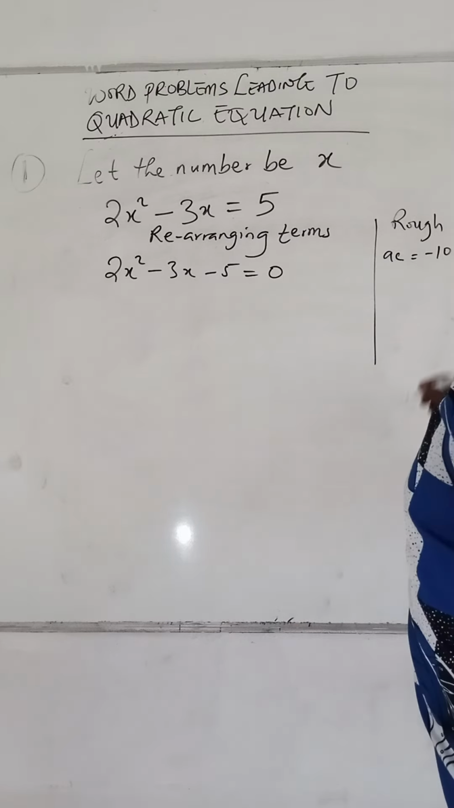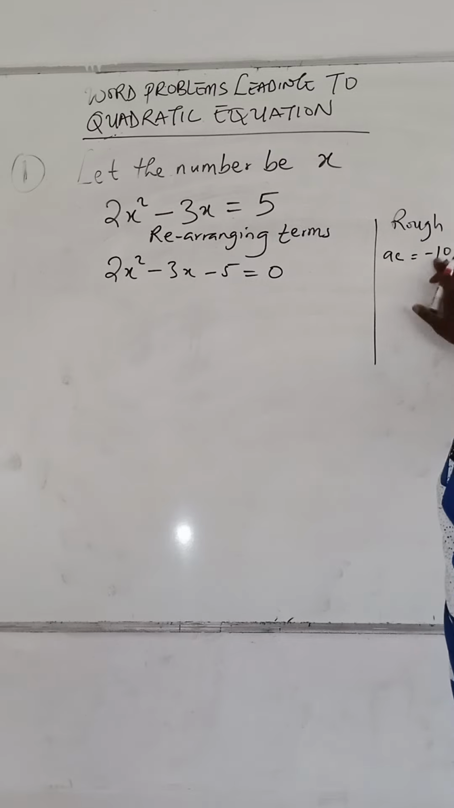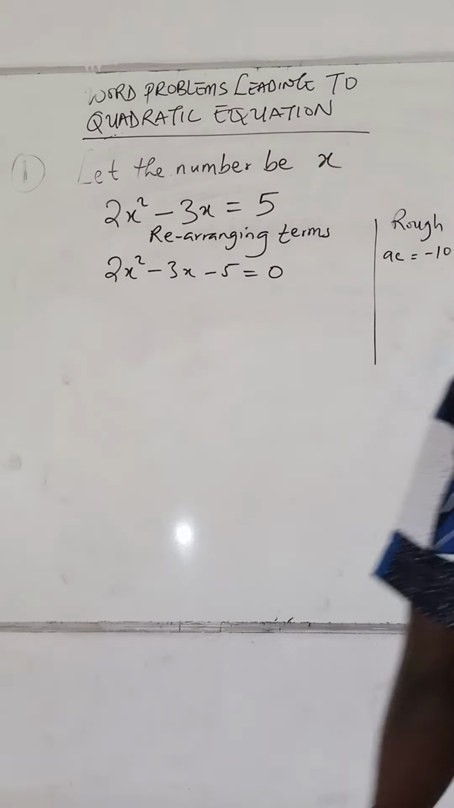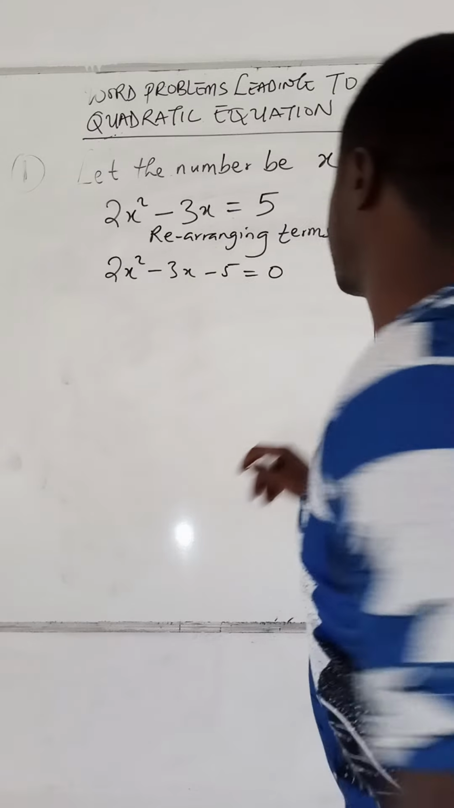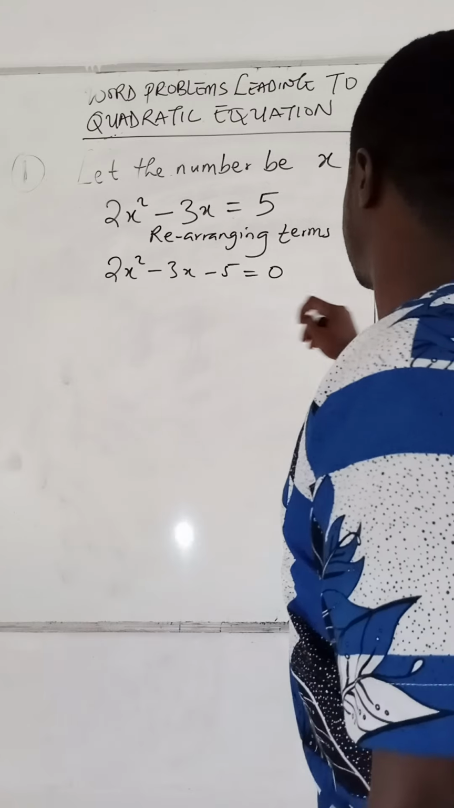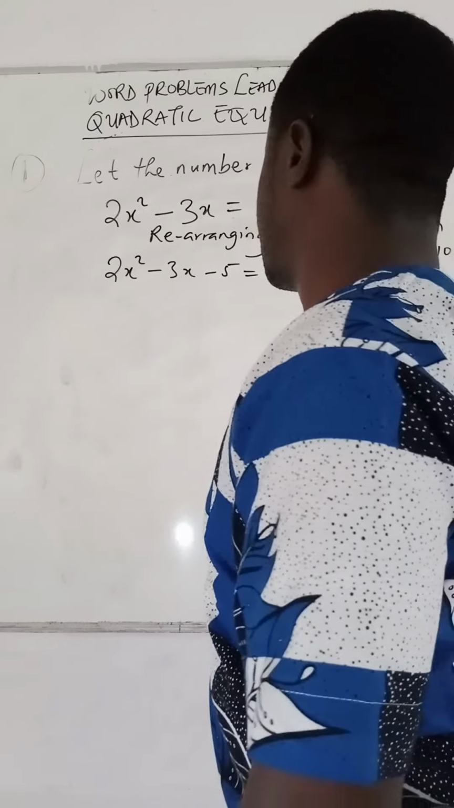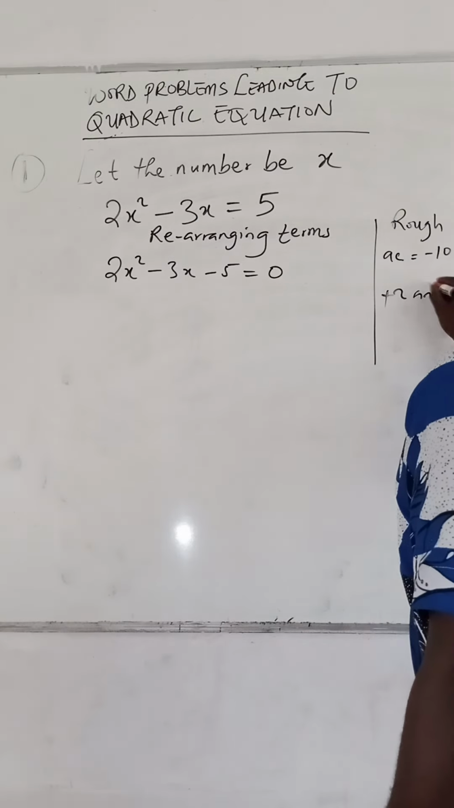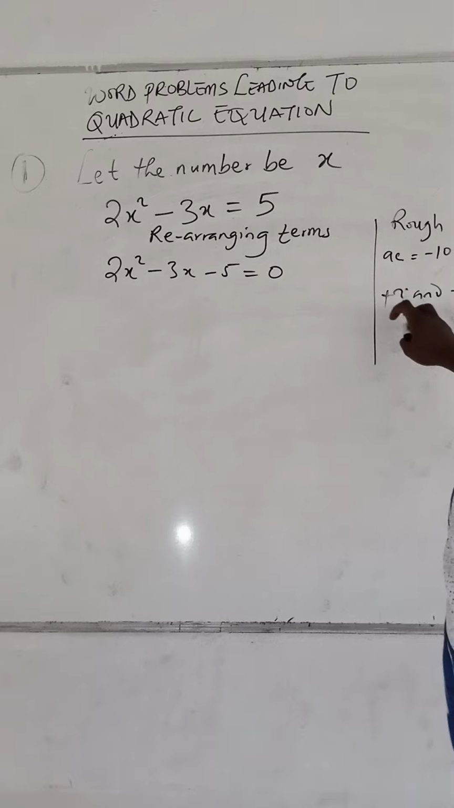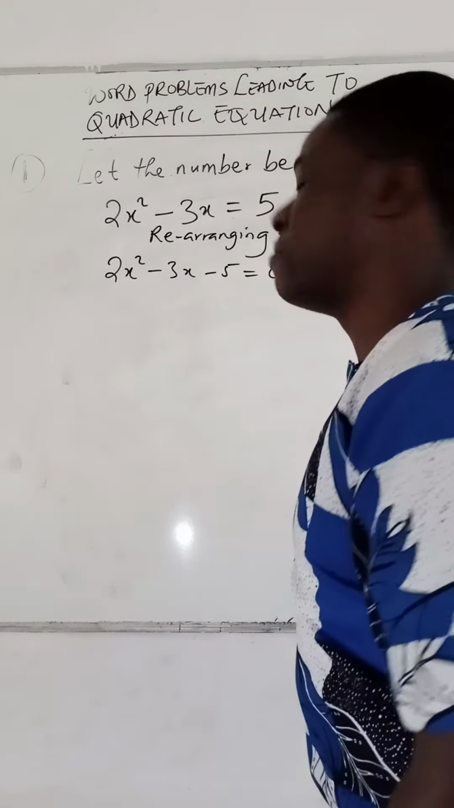So the two factors are minus 5 and plus 2. If we multiply plus 2 and minus 5, we'll get minus 10. And if we combine them, we'll get minus 3. That is the term in B.